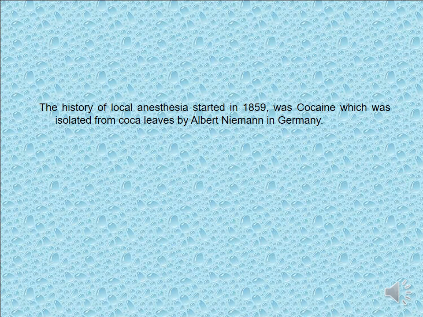The history of local anesthesia started in 1859 with cocaine, which was isolated from coca leaves by Albert Niemann in Germany. حقيقة ثمرة الكوكا هي من الأقدم اللوكال أنستيزيا استخدمت بالعالم من قبل العالم الألماني في سنة 1859.